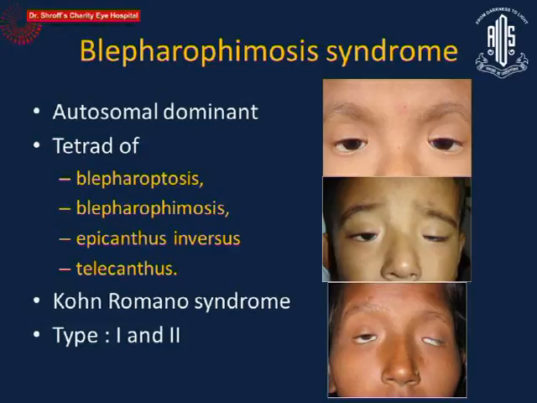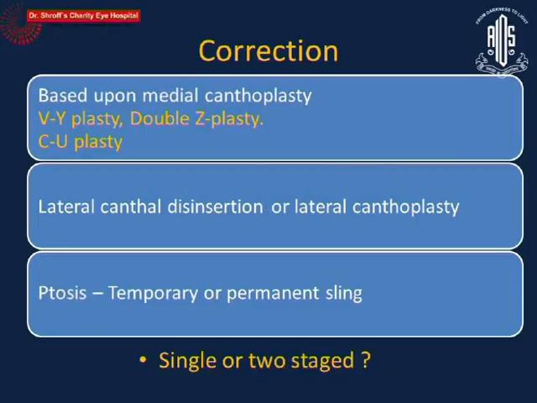We know it's a tetrad of ptosis, blepharophimosis, epicanthus inversus, and telecanthus, and it can be there in various combinations. Usually the correction is based on medial canthoplasty. That remains the crux of correcting these disorders. The correction can be done either at a single stage or a 2-stage procedure, depending on the age of the child.